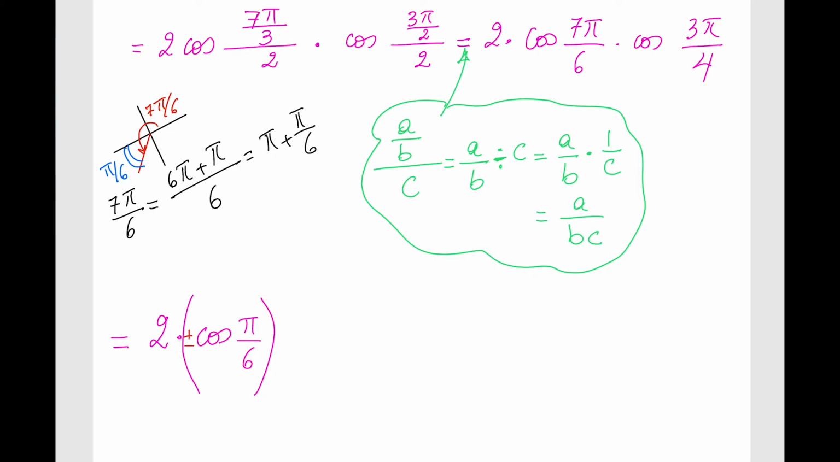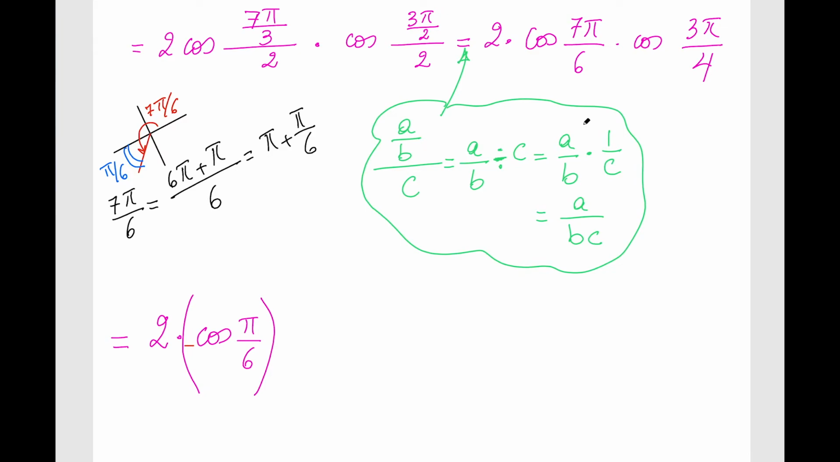So I'm going to delete that and keep the minus. Okay, this is not 2 minus cosine pi over 6. This is 2 times negative cosine of pi over 6, which is negative 2 times cosine pi over 6. All right, and now I need to find this guy, cosine of 3 pi over 4. Cosine of 3 pi over 4.